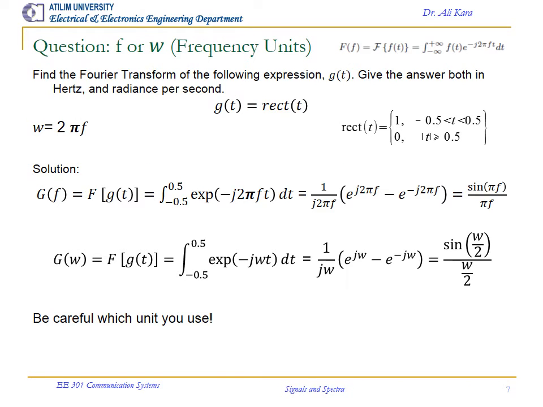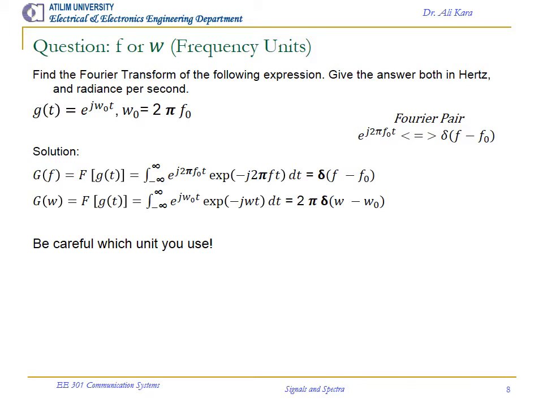Question: f or omega, frequency units. Find the Fourier transform of the following expression. Give the answer both in hertz and radians per second. g(t) is equal to rect(t). Solution: G(f) is equal to sin(πf) over πf. G(omega) is equal to sin(omega/2) over omega/2. Be careful which unit you use.